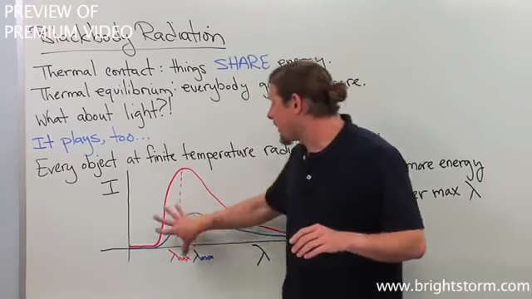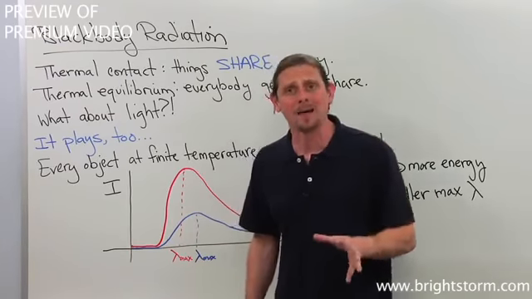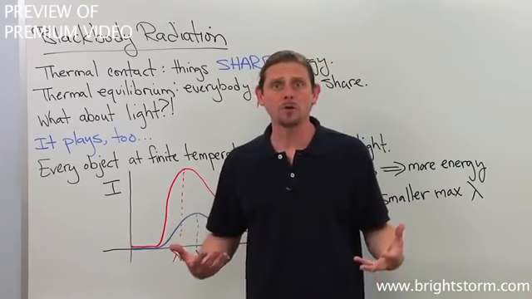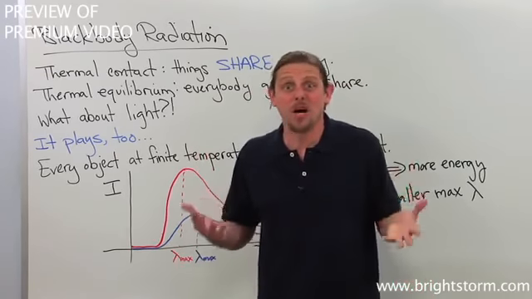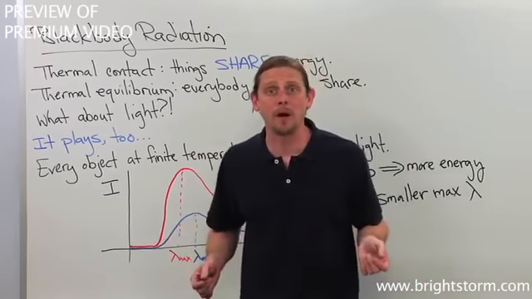These curves are extremely important. They actually led Planck to propose photons. That's where photons come from. They come from this blackbody radiation spectrum.